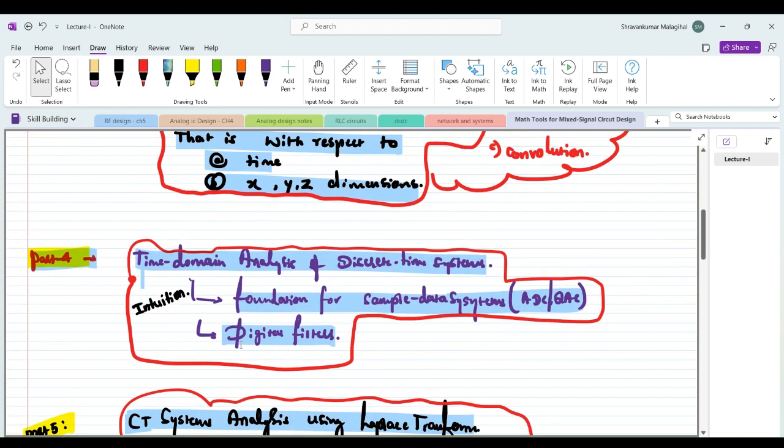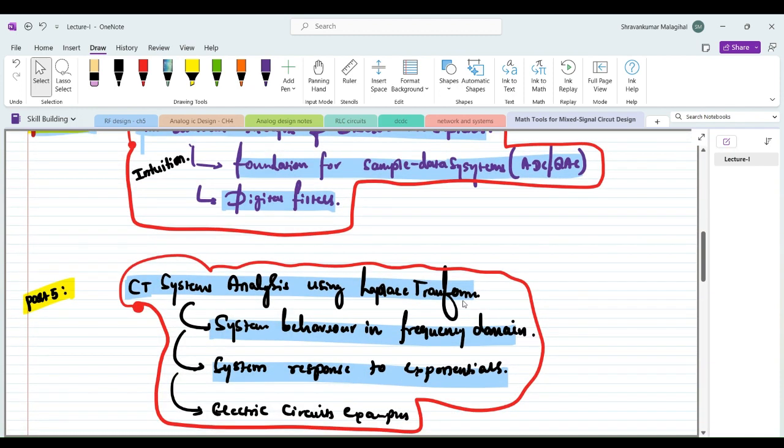And in part 4, we will deal with time domain analysis of discrete time systems. In continuous time, we usually deal with integral differential equations, and in discrete time systems, we call them difference equations. This part 4 is a foundation for sampled data systems, for example ADC, DAC, and digital filters. Not only this, many mixed signal systems like DC-DC converters contain a lot of digital stuff within them, so it will be very helpful.